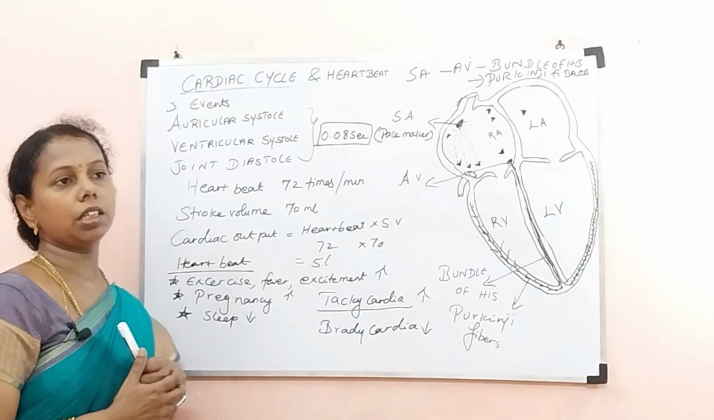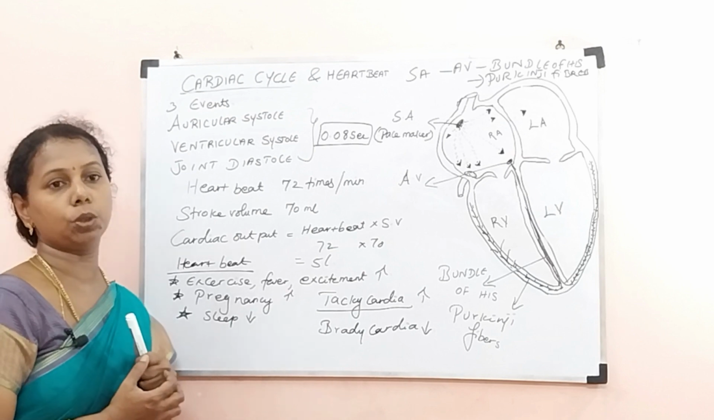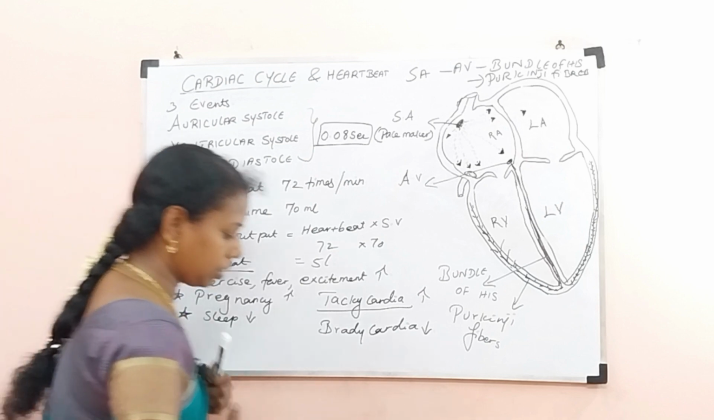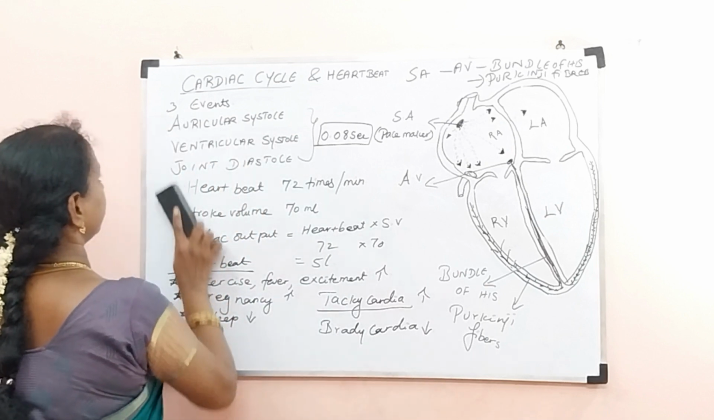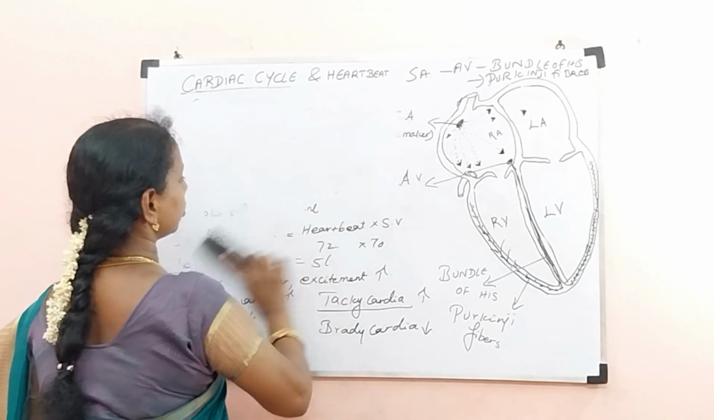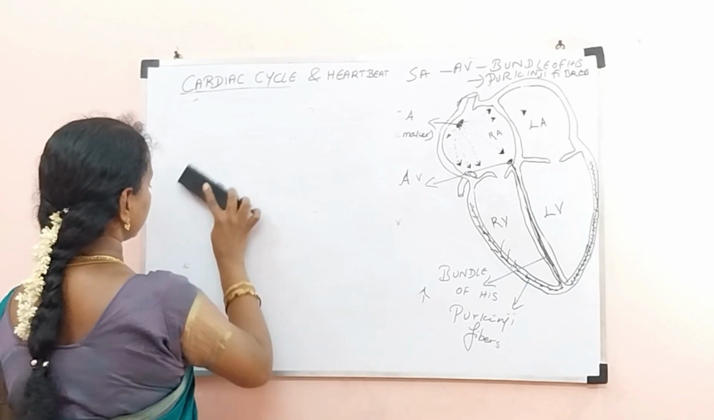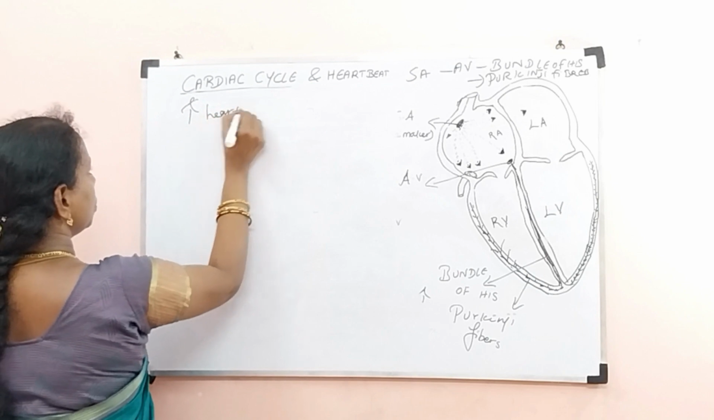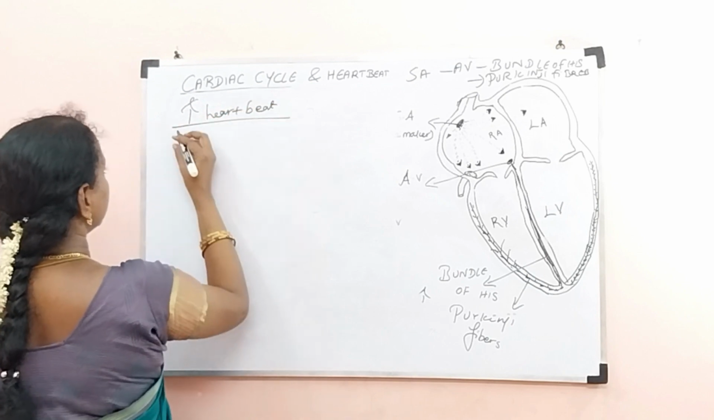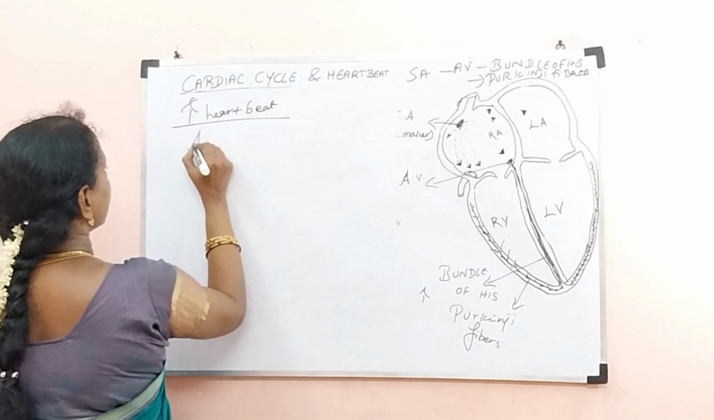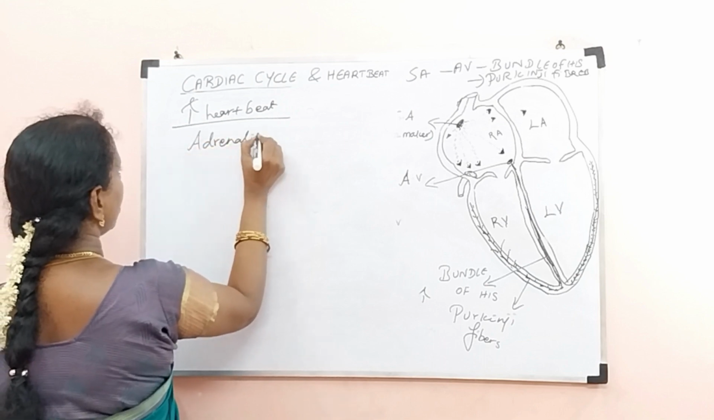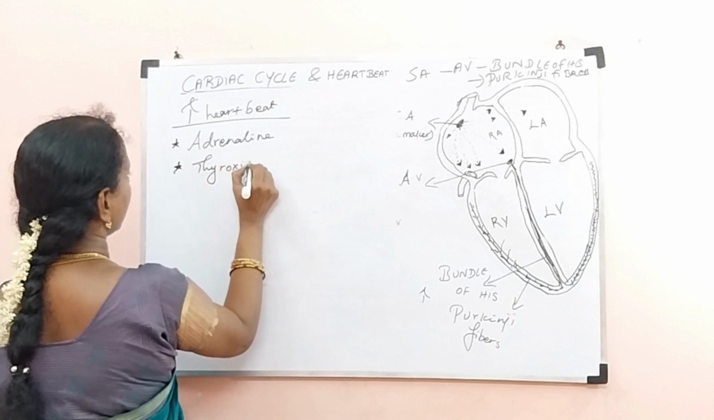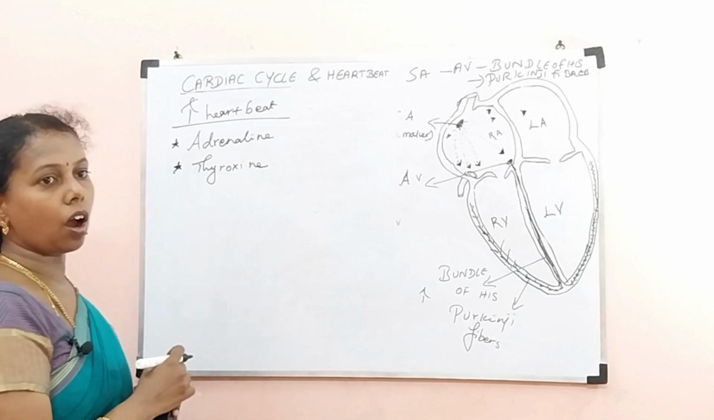Our heartbeat is under the control of both chemical as well as neural control, children. So what are the hormones that control heartbeat? Let us see. Of course, the increase of heartbeat is due to adrenaline and noradrenaline, and also thyroxine hormone. So these will increase the heartbeat.